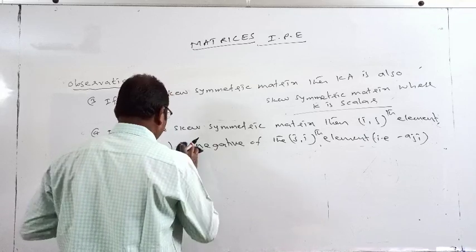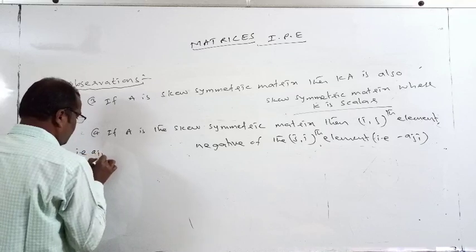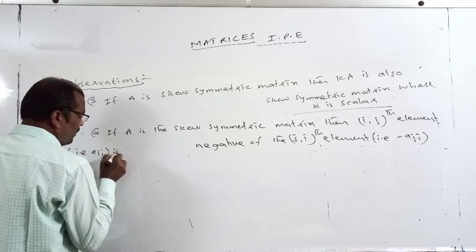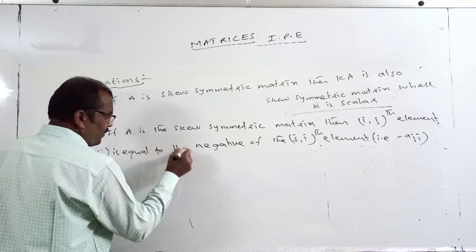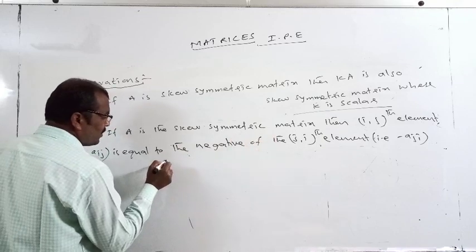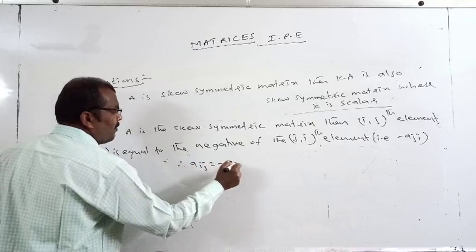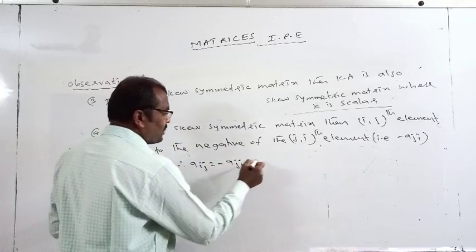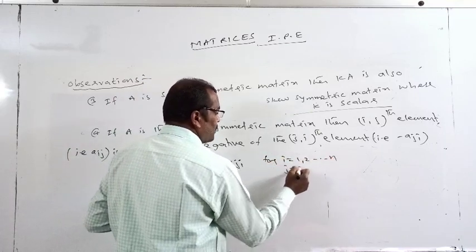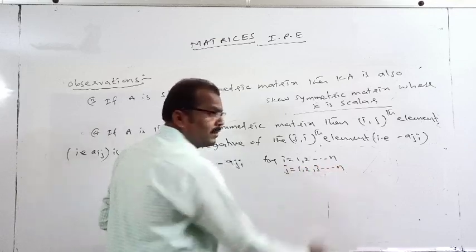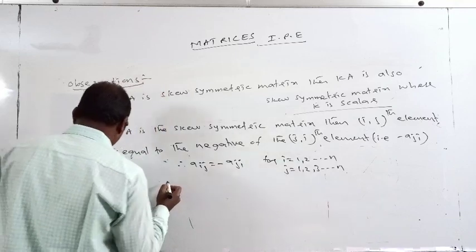That is, Aij is equal to the negative of Aji. Therefore Aij is equal to minus Aji, it is saying. So for i is equal to 1, 2, and so on to n, and j is also 1, 2, 3, and so on to n, Aij is equal to minus Aji. Give the example.